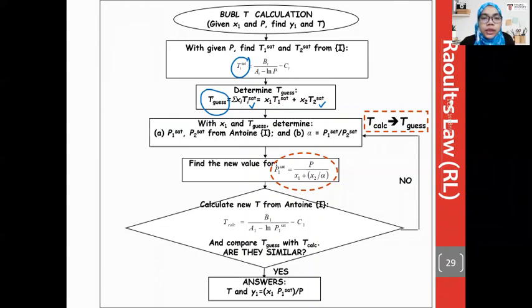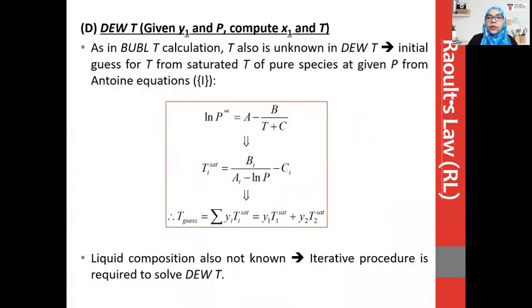And then after we determine the T guess here, once the T calculation is equal to the T guess, we may proceed to use that temperature to finalize our temperature, and finally we can determine our composition of the vapor. If the temperature calculated and the guess temperature are not similar, we need to repeat this step again. I will provide an example later.